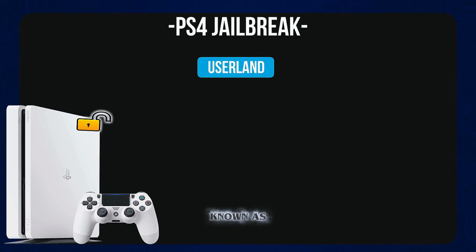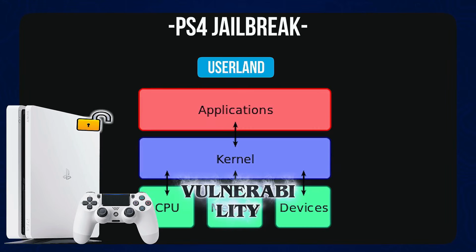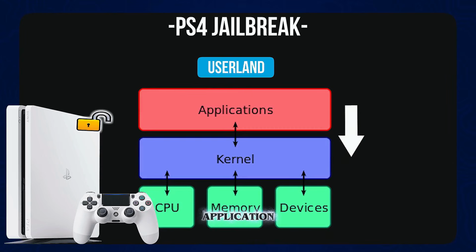So we need what's known as a userland exploit, which is an exploit in an application that the user has access to, which we can use to run custom code on to trigger a vulnerability within that application, which will allow us to gain deeper access into the system to reach that kernel code and trigger the kernel exploit. So we need a userland and kernel exploits both chained together, and they both need to be available on the same firmware in order to jailbreak it.